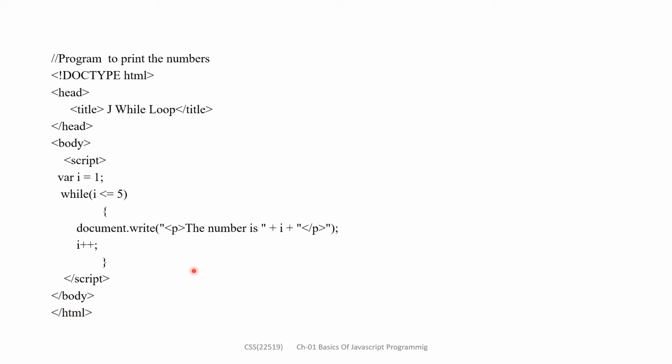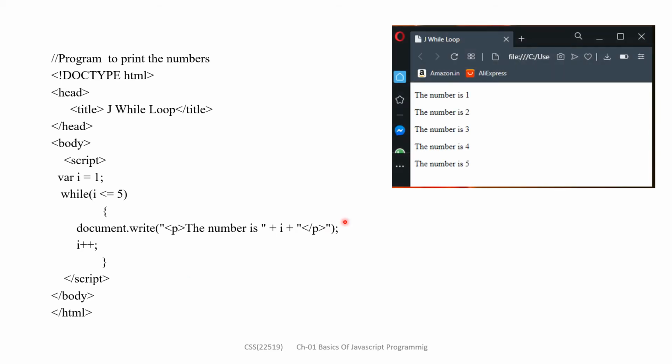Now we will see the output of this program. The output is: the number is 1, the number is 2, the number is 3, the number is 4 and the number is 5. Here is the condition i is less than or equal to 5, and the output is as per our condition.